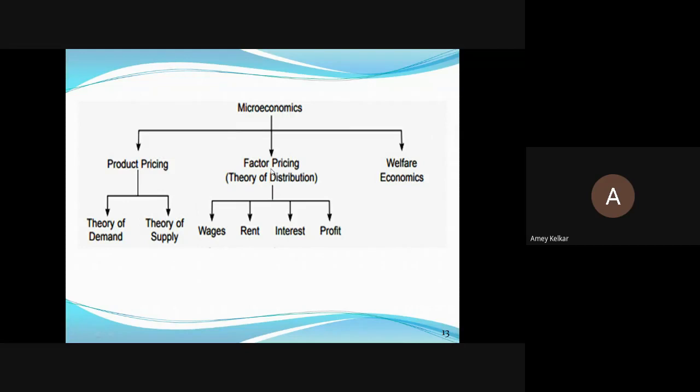Then factor pricing, theory of distribution. That means wages, rent, interest, profit. So if you are running a firm, what wages you have to pay, if there are any rents, what are those. Interest is, if you have taken a loan, how much interest goes, or if you have given a loan, how much interest will come. Then whether your company is making profit or loss. These all factors come under factor pricing.